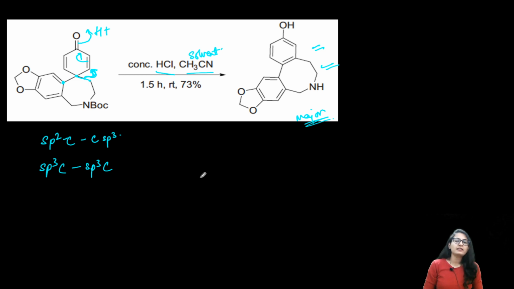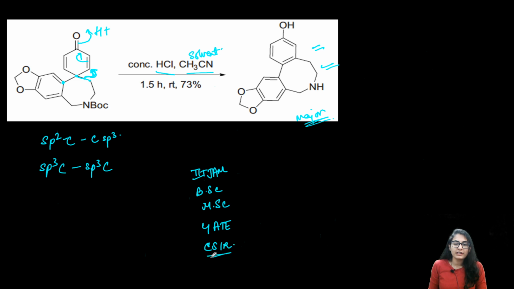And this is what we have. We have solved 3 examples on the Dienone Phenol Rearrangement. I hope that you find the question in your IIT JAM, in your B.Sc exams, in your M.Sc exams, as well as in your GATE and CSIR exams. Very soon I'm going to upload a video on the GATE new syllabus as well, and how to study for GATE 2021.